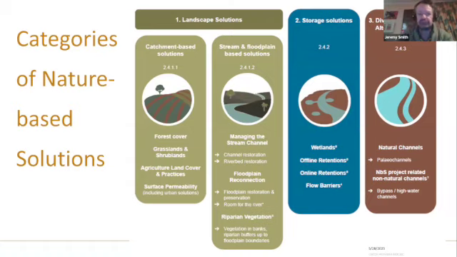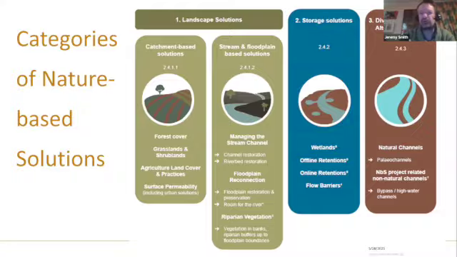So you can see here some of the actual specific NBSs that we're talking about. So it might be looking at forest cover, restoring grasslands and shrubs, looking at agricultural practices and land coverage, surface permeability certainly as well. It could be looking more at the actual river course as well. So restoring that to its natural courses, restoring riverbanks. It can be reconnecting as well. So if we have at some point modified a landscape, put in barriers, it might be opening some of those out. And then again, a lot around revegetation.